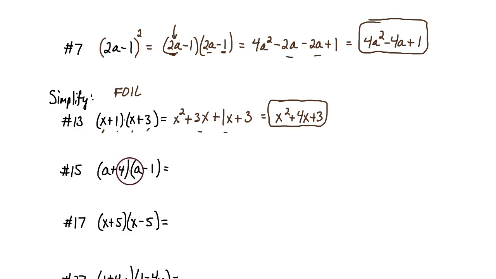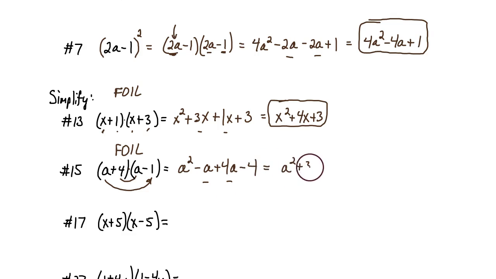Number 15, we have a binomial times a binomial. The technique to multiply them is called FOIL. A times a is a squared. A times the negative 1 is negative a. Now the inner terms, 4 times a is positive 4a. And now the last terms, 4 times negative 1 is negative 4. This term and this term are like terms and will combine together. A squared plus 3a minus 4.